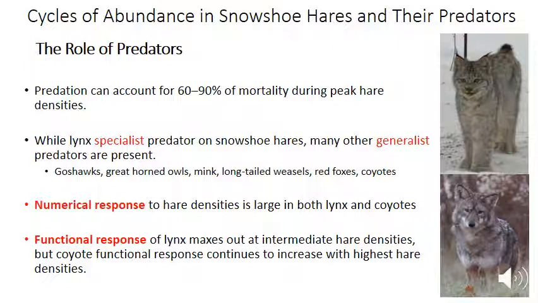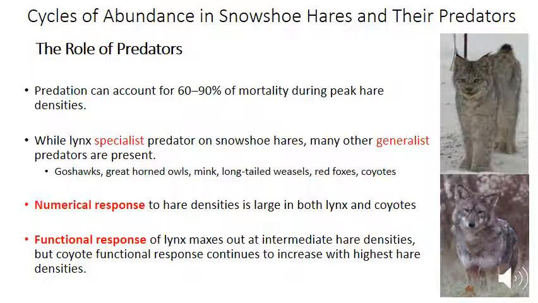But what those studies have also shown is that the functional response of lynx levels out at a certain point during that rise in hare populations. But the functional response of coyotes continues to rise all the way through that rise in hare populations. So in other words, as snowshoe hare populations rise, lynx eat more and more snowshoe hares until a certain point, at which point they're satiated and they can't eat anymore.